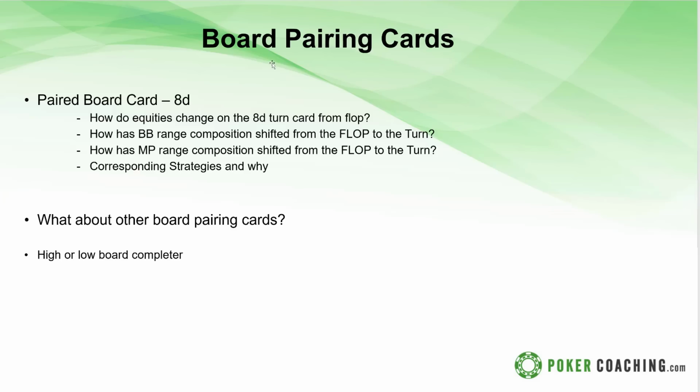And this is an important one. How does the range composition shift from the flop to the turn on the 8 of diamonds turn card that pairs the board? Any guesses on this one?